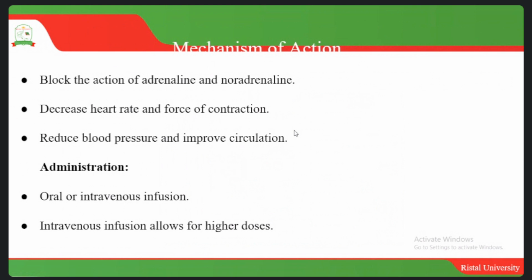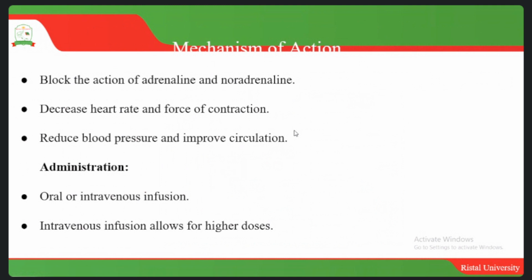So in the case of the beta blockers, they decrease the heart rate and force of contraction. So they try to reduce the effect of this adrenaline and noradrenaline on the heart muscles, and the patient will be able to have at least normalized heart rates, and also a normal contractility of the heart. So they help to reduce the blood pressure and improve circulation.